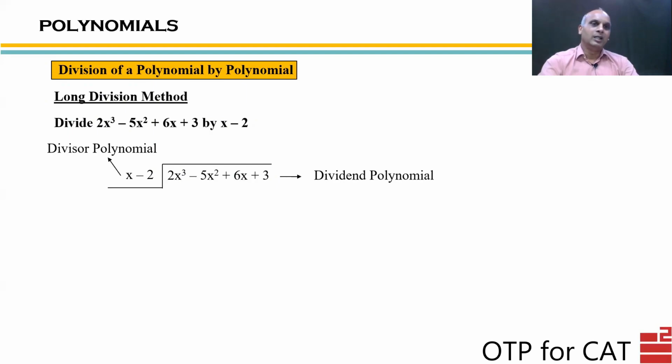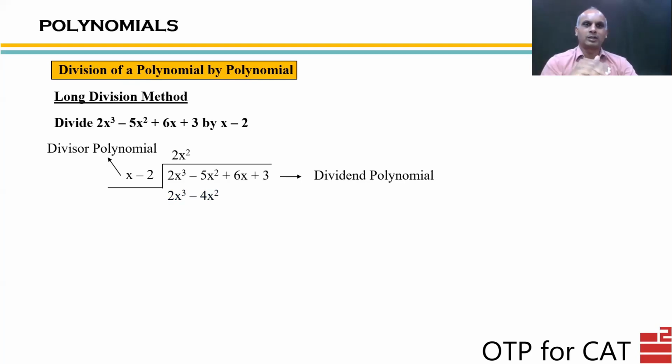Let's start dividing. I should have the first term of the quotient such that that term multiplied by x minus 2 should give me the answer where the first term is 2x cubed. So obviously I should multiply it with 2x squared. So my first term should be 2x squared. See, if I multiply 2x squared with x minus 2, what will I get? I will get 2x cubed minus 4x squared.